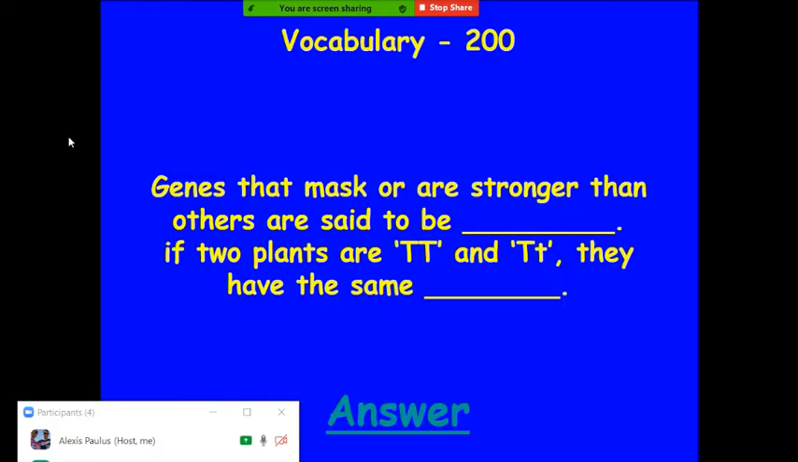All right, genes that mask or are stronger than others are said to be blank. If two plants are big T and big T little t, they will have the same what?